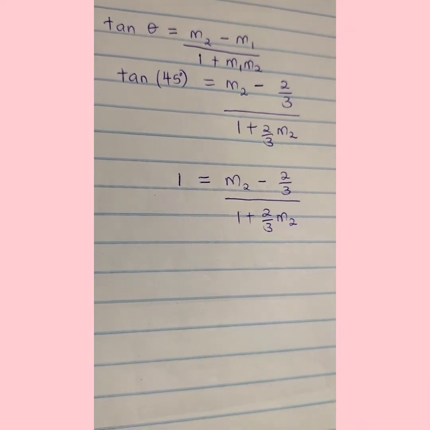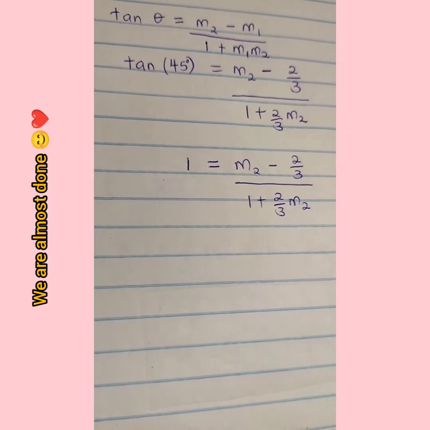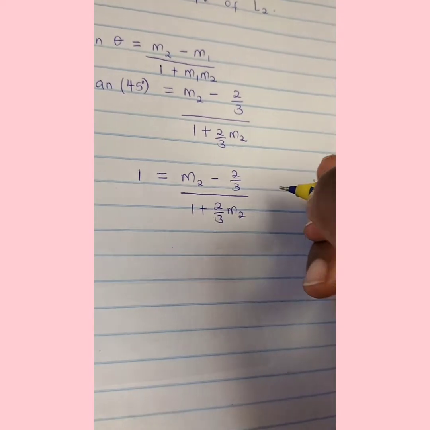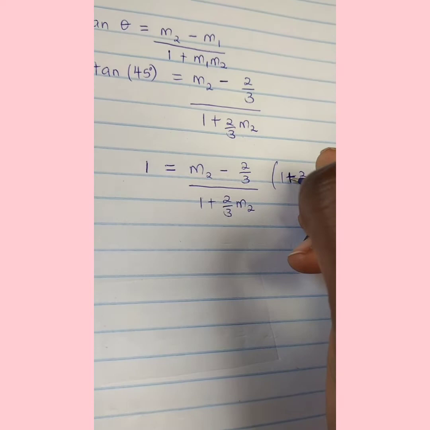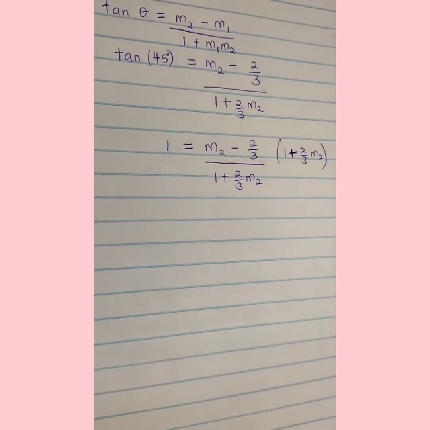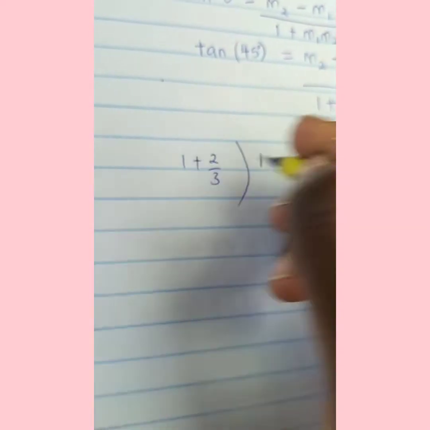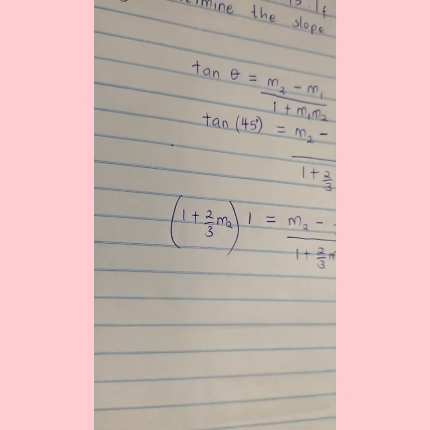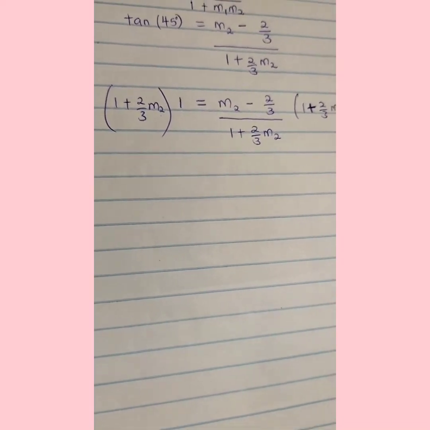So when you get to this point, we want to remove the denominator from the right side of our equation. How do you remove it? We multiply both sides by 1 plus 2 over 3 m2. Let's do that. 1 plus 2 over 3 m2. This is a plus sign. Then the other side also, because what you do to the right side of the equation, you should do on the left side of the equation. 1 plus 2 over 3 m2. Yeah, to balance the equation. That's why it's called an equation. It has to balance. What you do to the right, you do to the left.